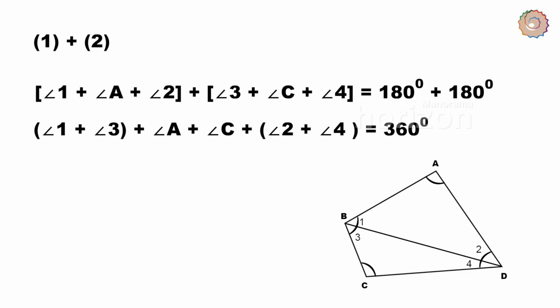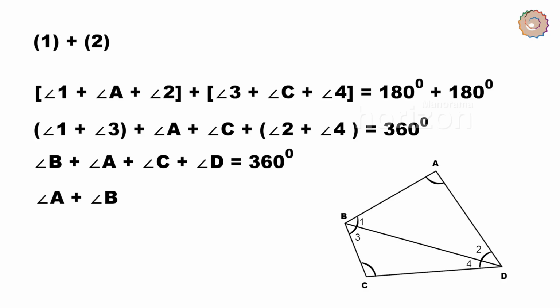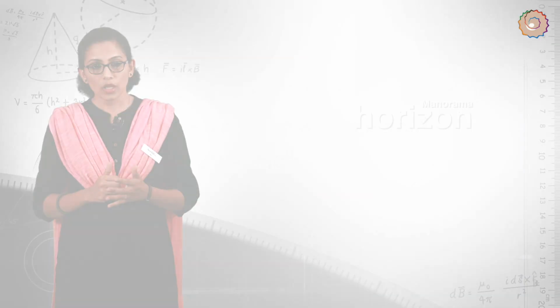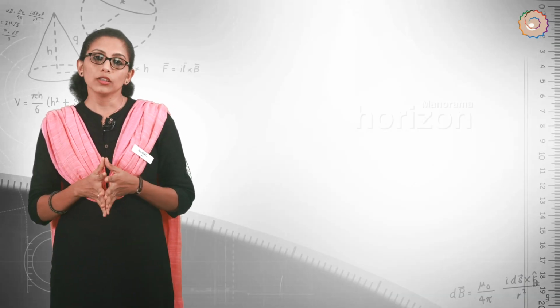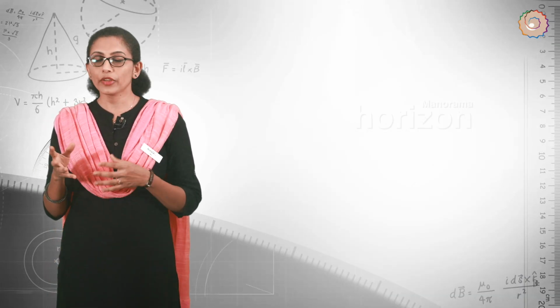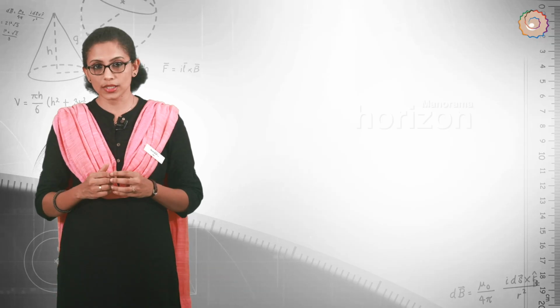Rearranging, we get angle B plus angle A plus angle C plus angle D is equal to 360 degrees. Again we can write angle A plus angle B plus angle C plus angle D is equal to 360 degrees. Thus, we got the sum of four angles of a quadrilateral is 360 degrees. Hence, proved.